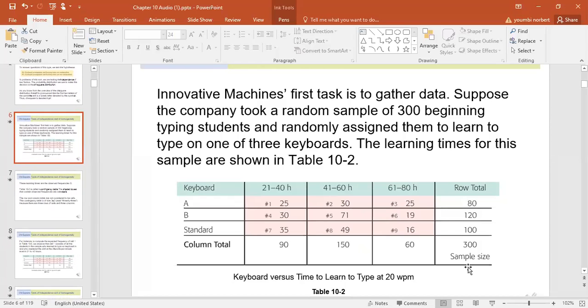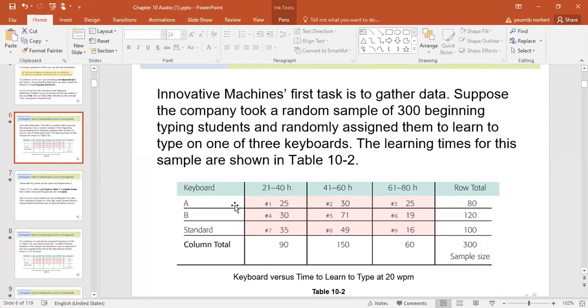Let's look at this example. Let's take, for example, this cell 1 of keyboard A and taking 21 to 40 hours. What is the observed value here? Observed value is 25. Do you see that?